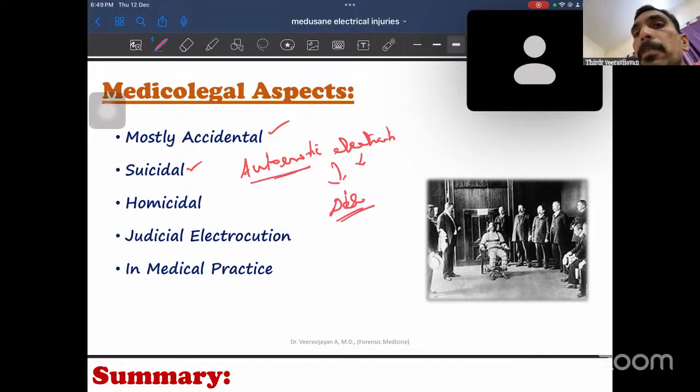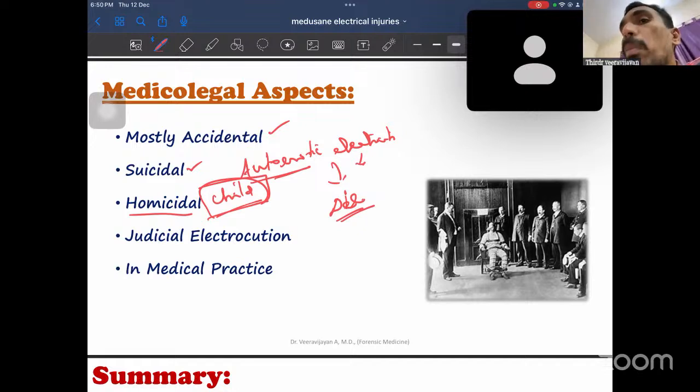This is one aspect. Yes, some homicidal deaths are also reported. In a homicidal death, they may bring an electric coil over the forehead, or while the person is working, they may plan it so that it looks accidental. This is a type of homicide. But the thing to note is, in children or child abuse cases, we have to look for electrical marks in the oral cavity, anus and axilla.